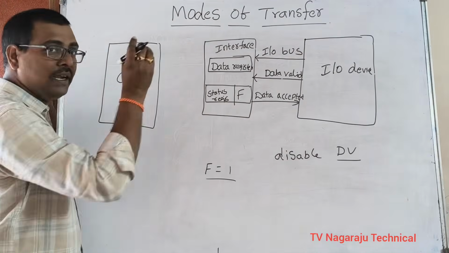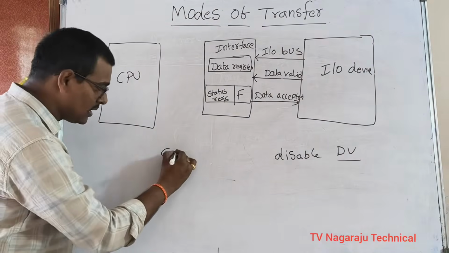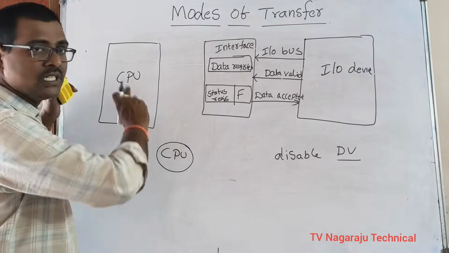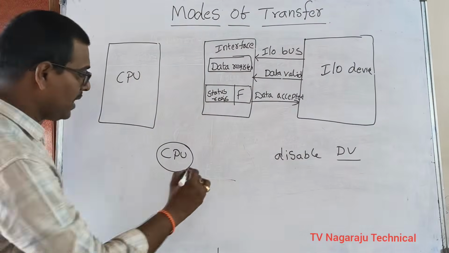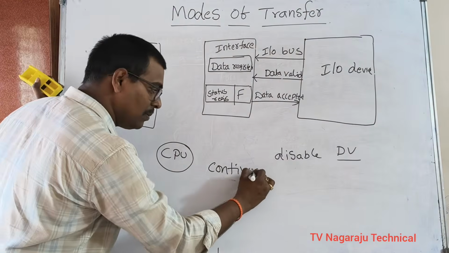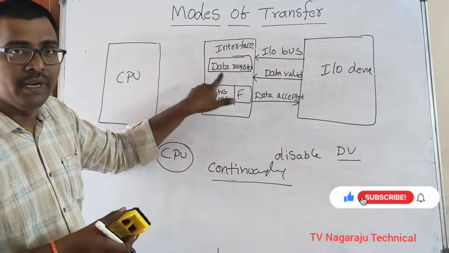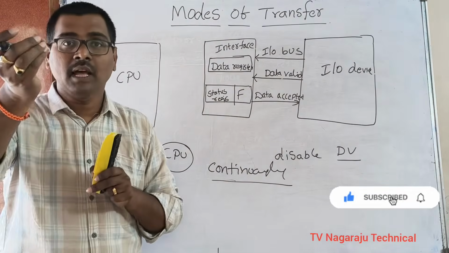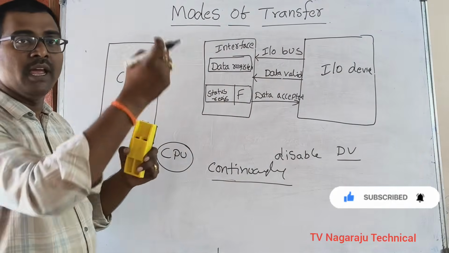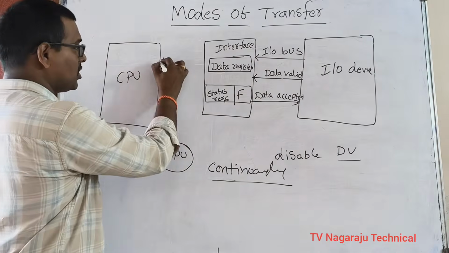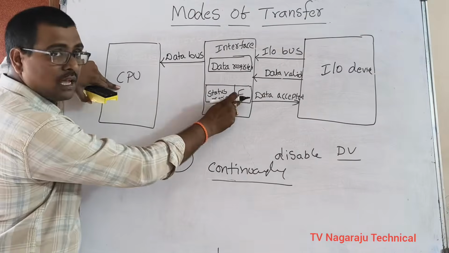Now here, what happens in this programmed I/O? The main thing of programmed I/O is that the CPU controls the entire data operation, and the most important thing is that the CPU continuously checks the flag bit in the status register. Whenever the flag bit is set, that means some data is available in the data register, and it reads the data from this register. So the main thing is the CPU continuously checks the flag bit.